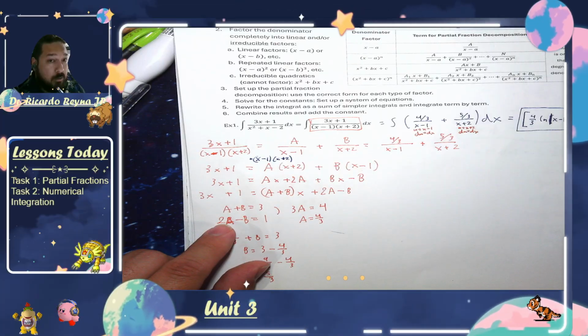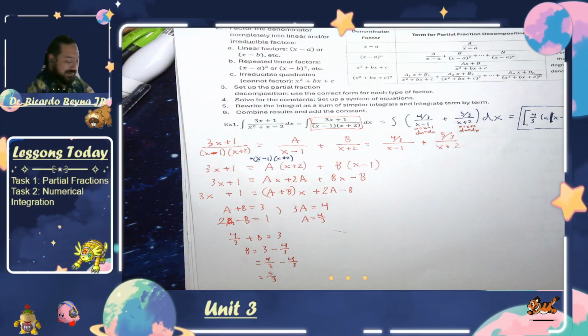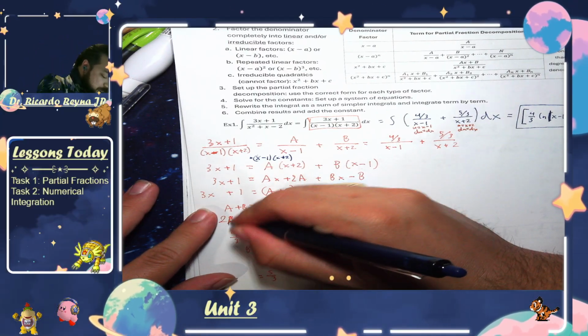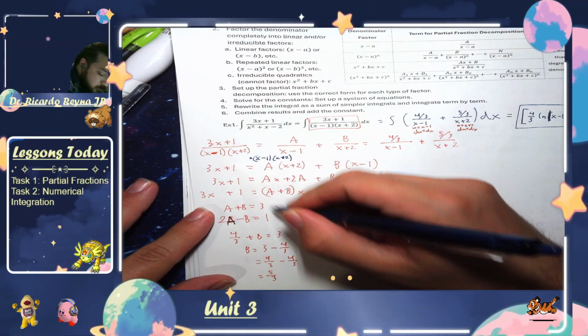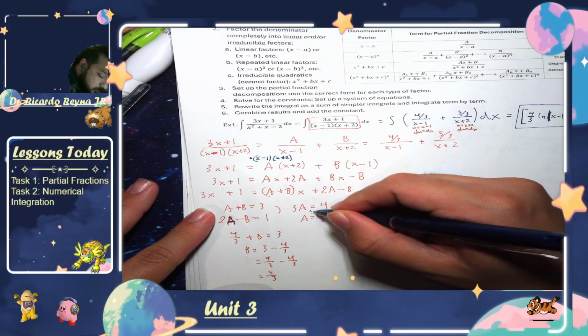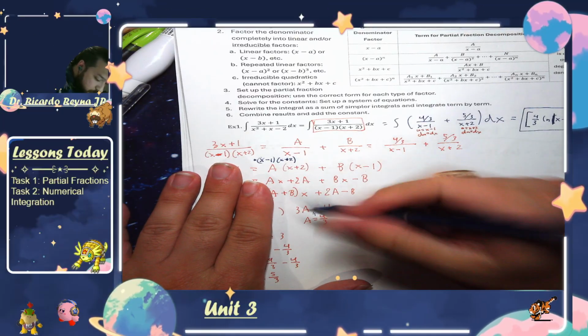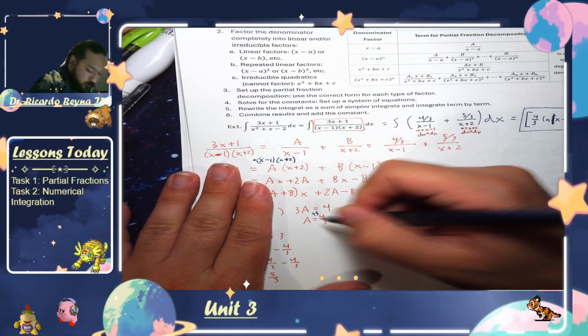Oh, sorry, I wrote b twice here. I'll remember to write 2a minus b. So 3a is equal to 4. In the case where 3a is equal to 4, that means a is just simply 4 over 3.